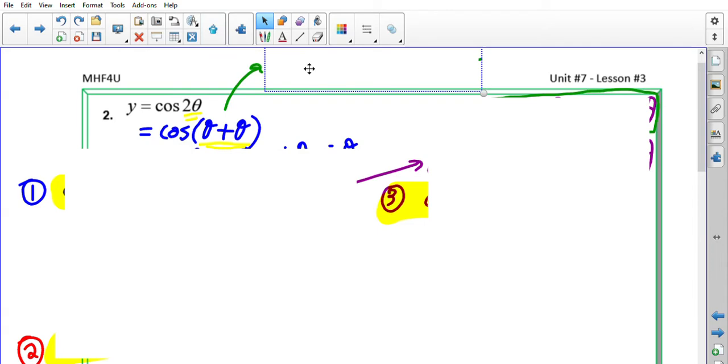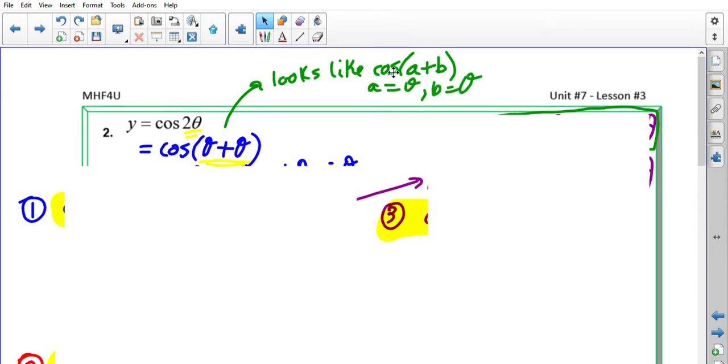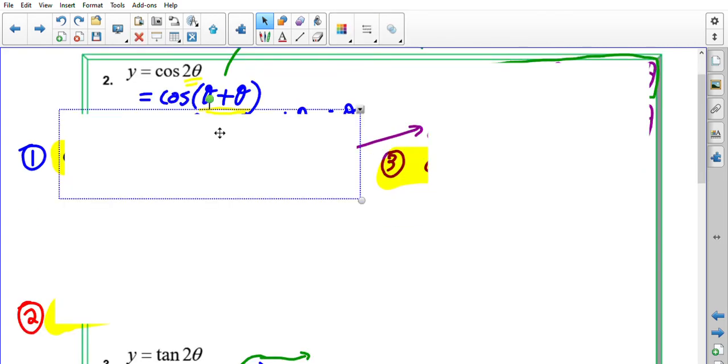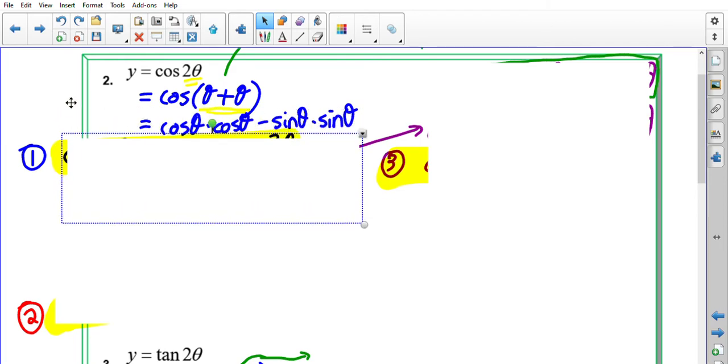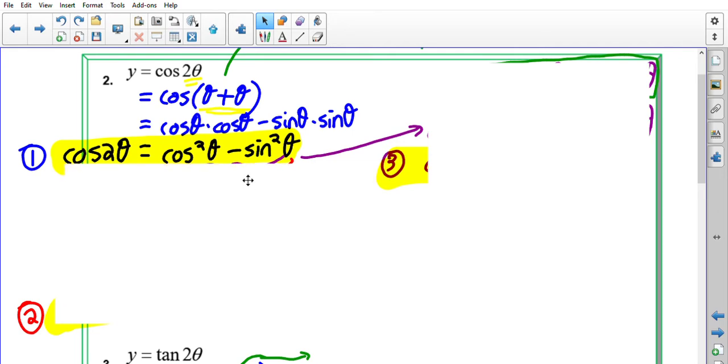So again, like in the previous example, this looks like cos A plus B, where A is theta and B is theta. Now refer back to the previous page, and our formula for cos A plus B would be cos theta times cos theta minus sine theta times sine theta. Remember, instead of writing cos theta in brackets squared, we write it like this.